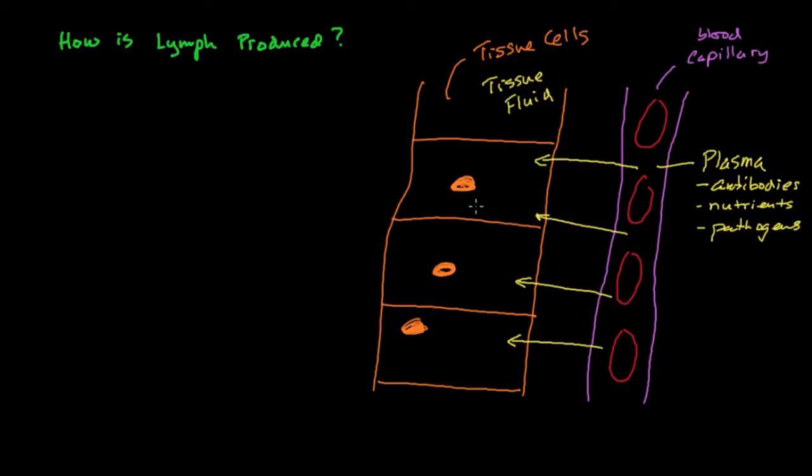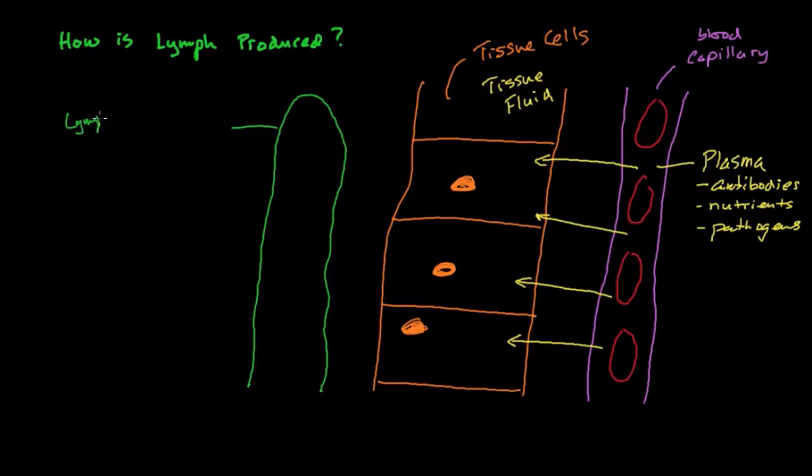So now that these cells have their nutrients, what do you do with the fluid? Well, that fluid has to be returned back to the cardiovascular system. Well, how do you do that? Now we introduce the lymphatic system. So what you're looking at here is a lymphatic capillary.